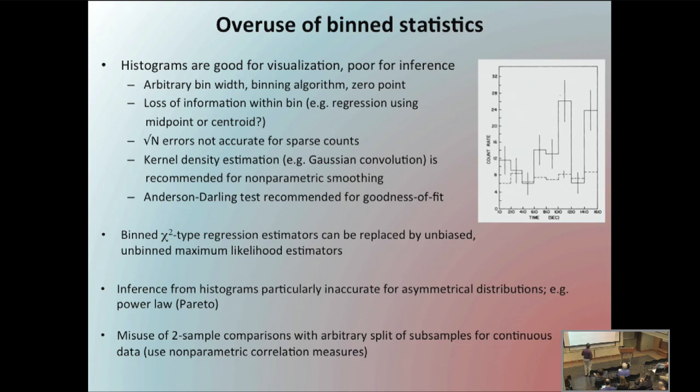It's not as effective. Also, for certain things like power law estimations, it's very inaccurate. It leads to low accuracy and some bias. So here we go. Binned chi-square type regression estimates can be replaced by unbiased, unbinned maximum likelihood estimators. The answer is do your inference on the original data points.